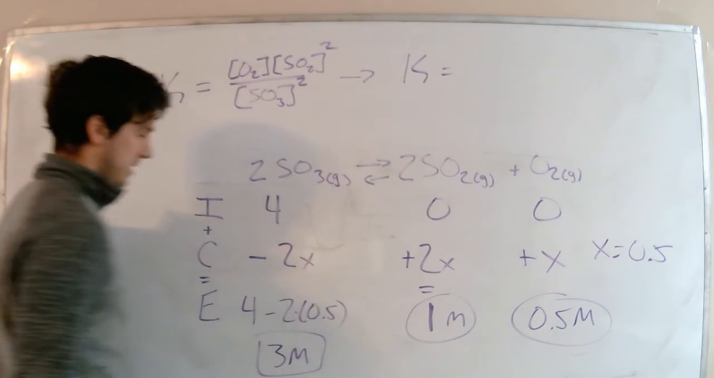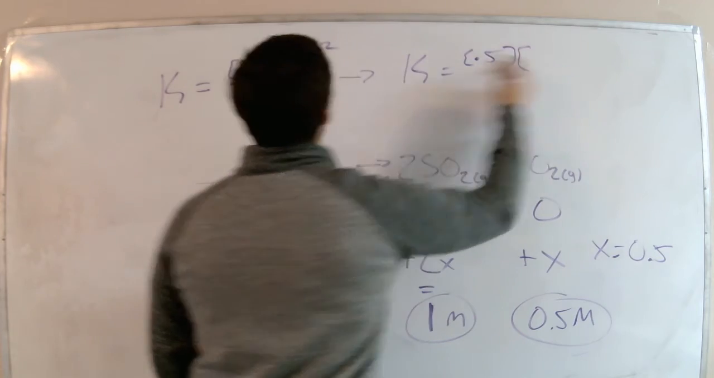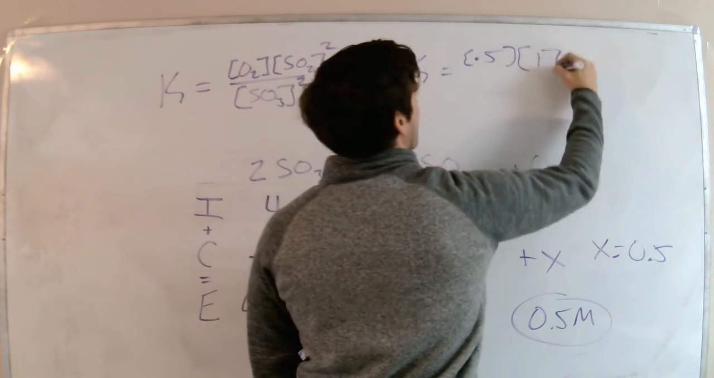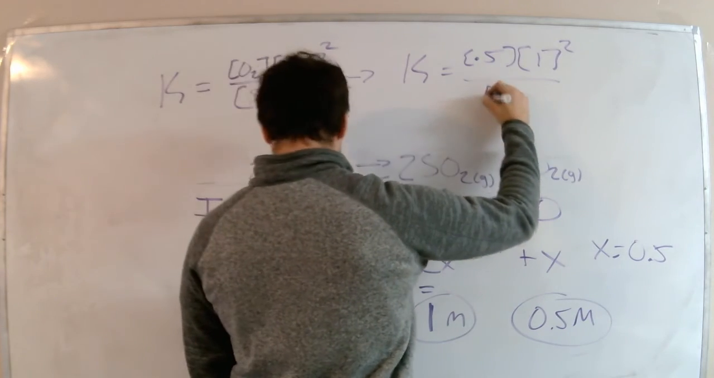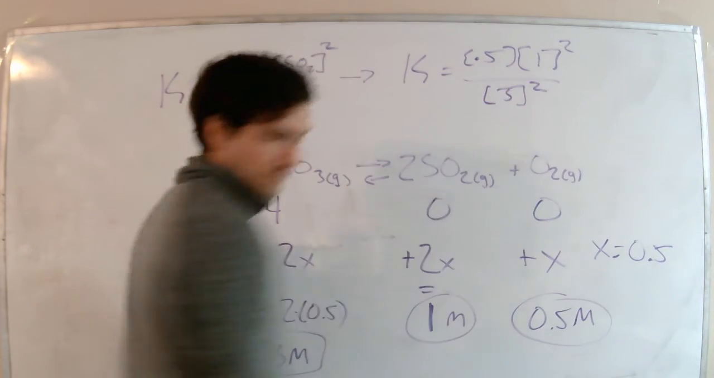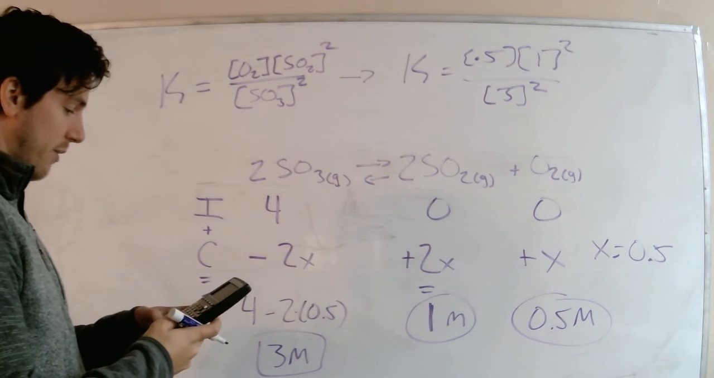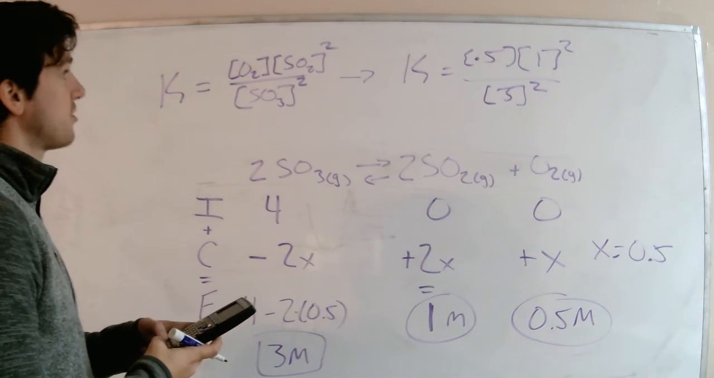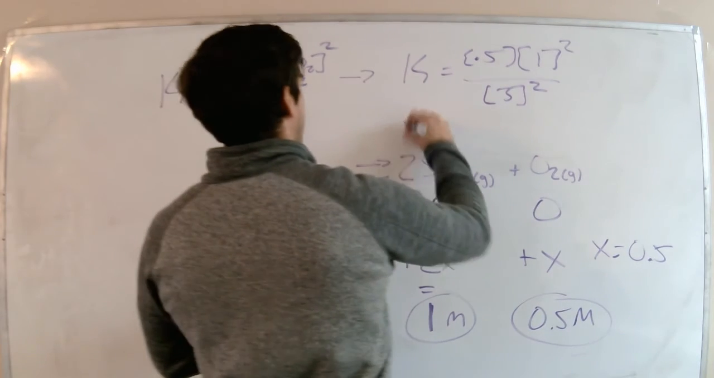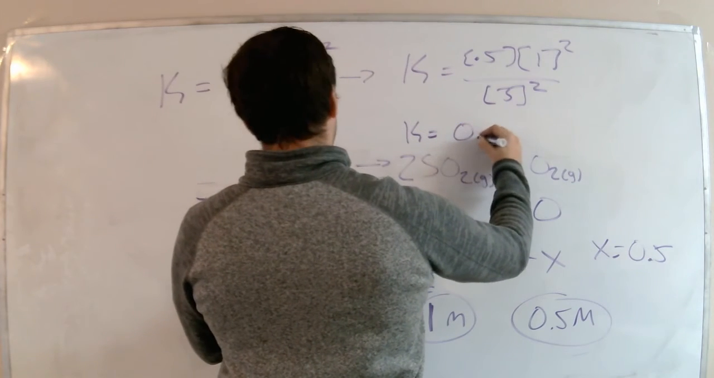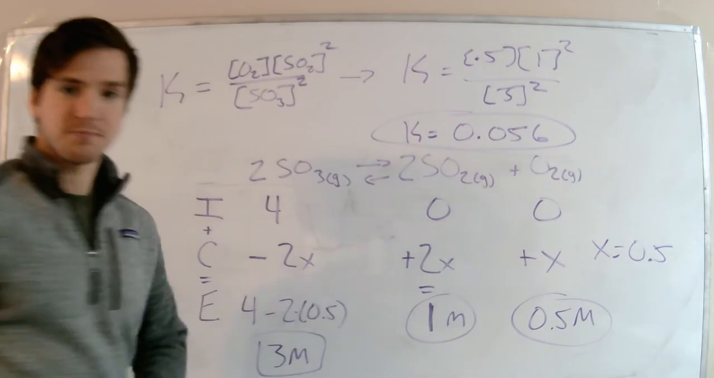And now let's go ahead and plug in what we know. I don't know K, but I know my O2 concentration is 0.5. I know my SO2 concentration is 1. And I know my SO3 equilibrium concentration is 3. I'm going to go ahead and plug this into my calculator here. 0.5 divided by 9 essentially. Just double checking, yeah. And you should get a K that is equal to 0.056, no units.